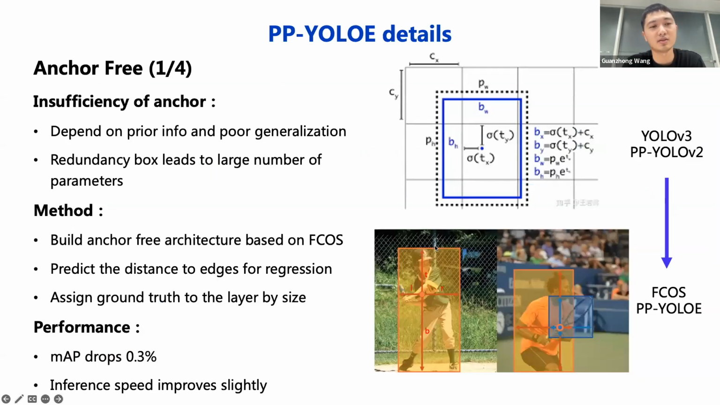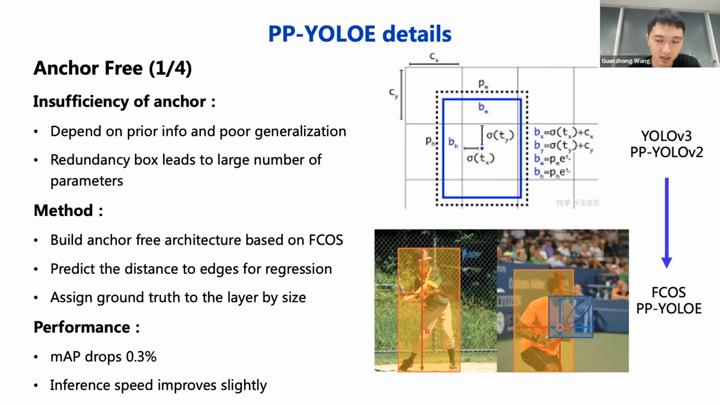So our first step is to change the model architecture to anchor-free as our new baseline. PP-YOLOv2 relies on anchors to detect objects like YOLOv3, which depends on much prior information and has poor generalization. Meanwhile, the redundant boxes may lead to a large number of parameters. So we adjusted our new baseline based on FCOS, which is a classical anchor-free model. It predicts the distance to edges for regression and assigns ground truths to the layers by size.